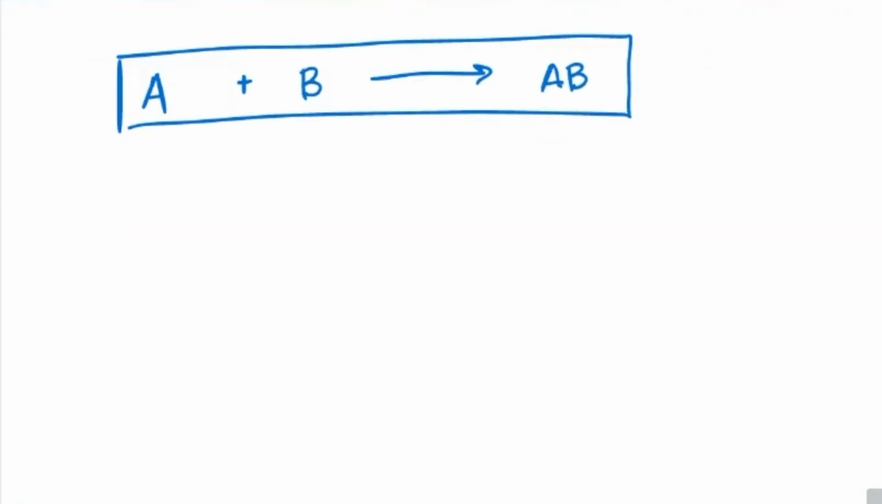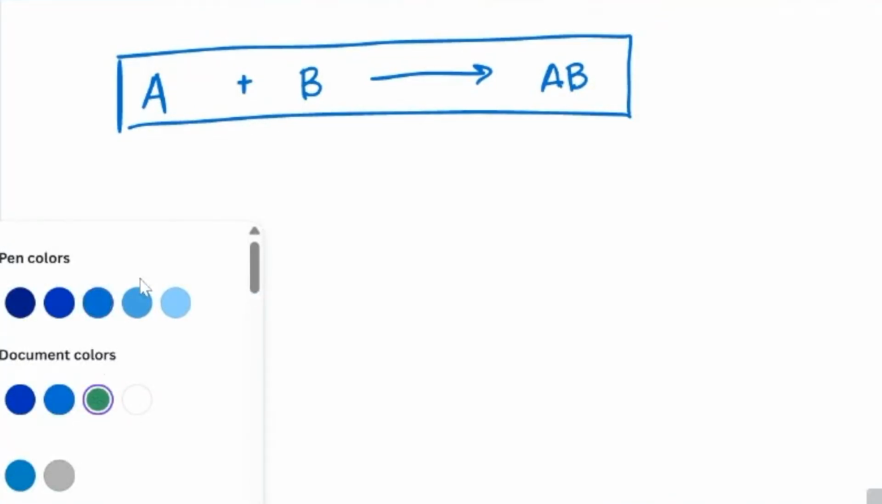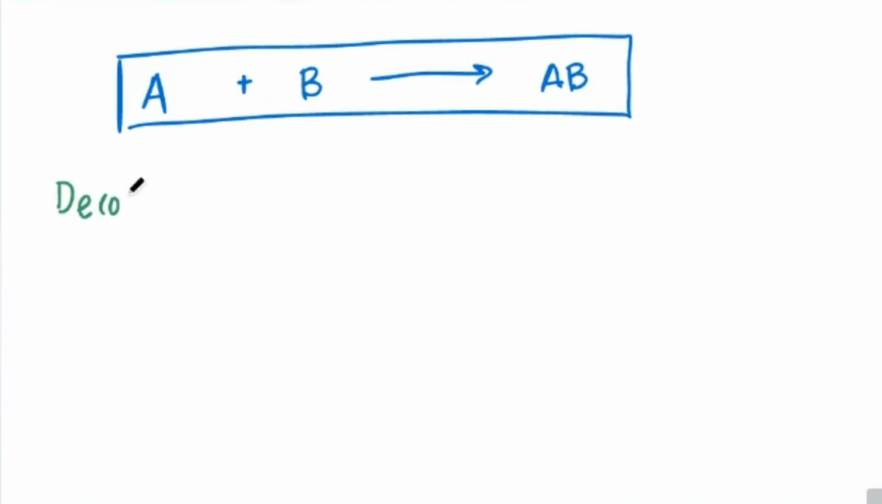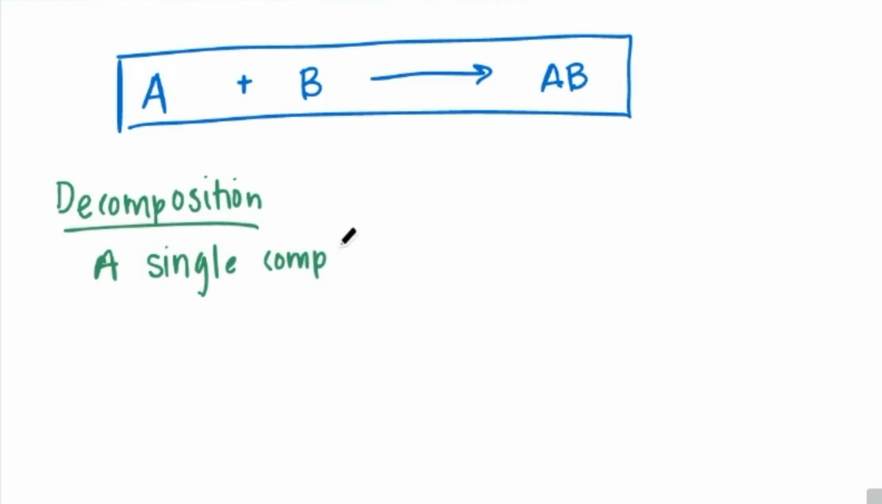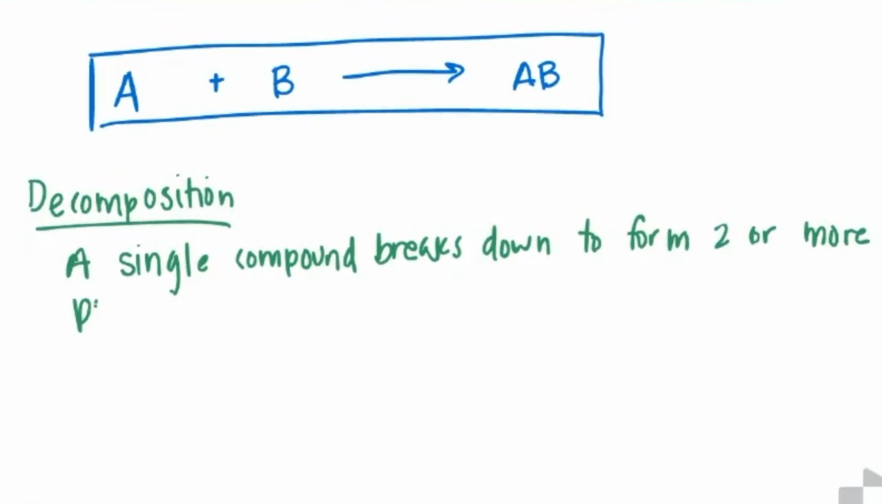A decomposition reaction is exactly the same as a synthesis, just reversed. So in a decomposition reaction, a single compound is going to break down to form 2 or more products. So it's essentially the reverse of a synthesis reaction. And if you think about what decompose means in your everyday life, decompose means to break down, and it means the exact same thing here.